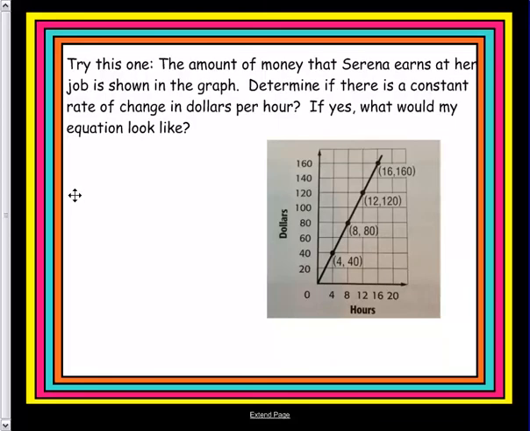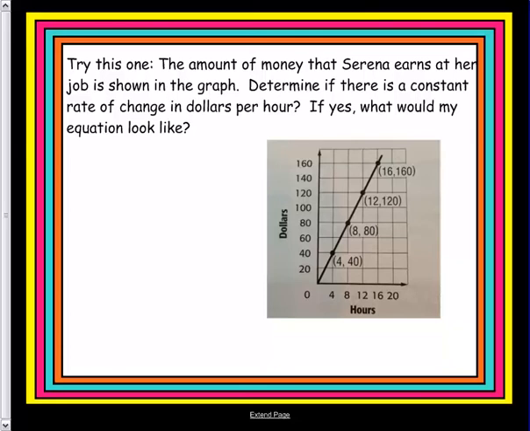Try this one. The amount of money that Serena earns at her job is shown in the graph. Determine if there's a constant rate of change in dollars per hour. If yes, what would my equation look like? I want you to pause the video and try this one on your own. In about a minute or so after you're finished, go ahead and unpause the video and then check your answer.